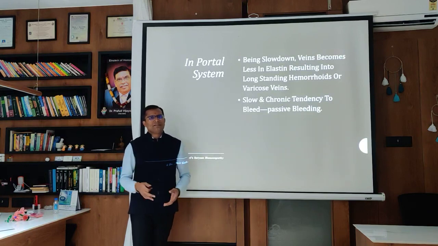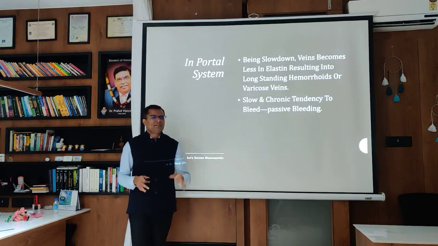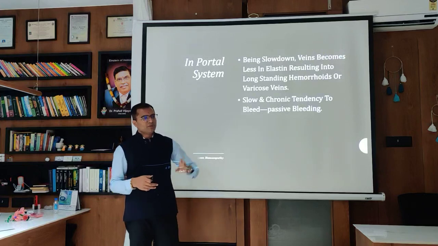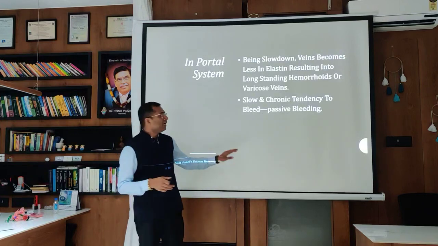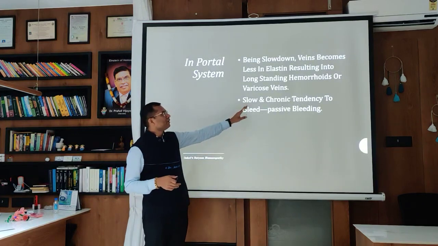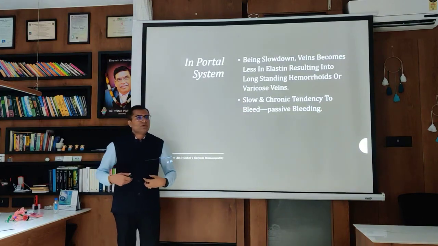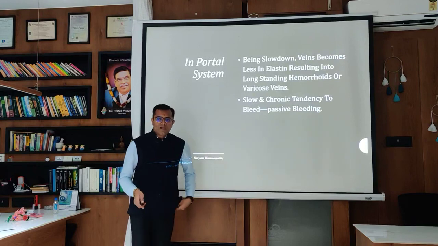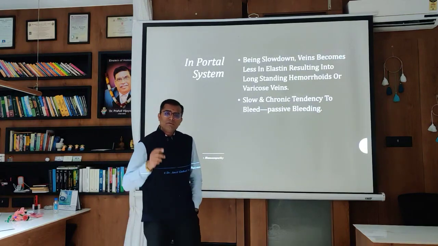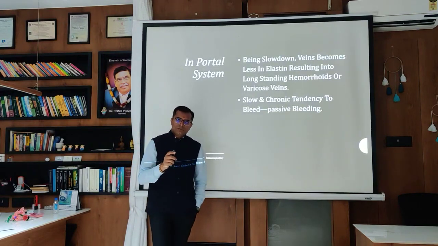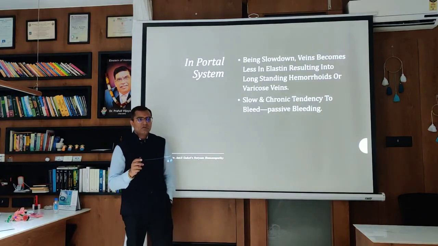I used to take medicines. There is bleeding sometimes, but I had 20 years of hemorrhoids. So this is what long-standing lack of elastin results in: hemorrhoids and varicose veins, maybe because of slowness of portal circulation. And the bleeding is always passive. Okay, dark bleeding, always less.